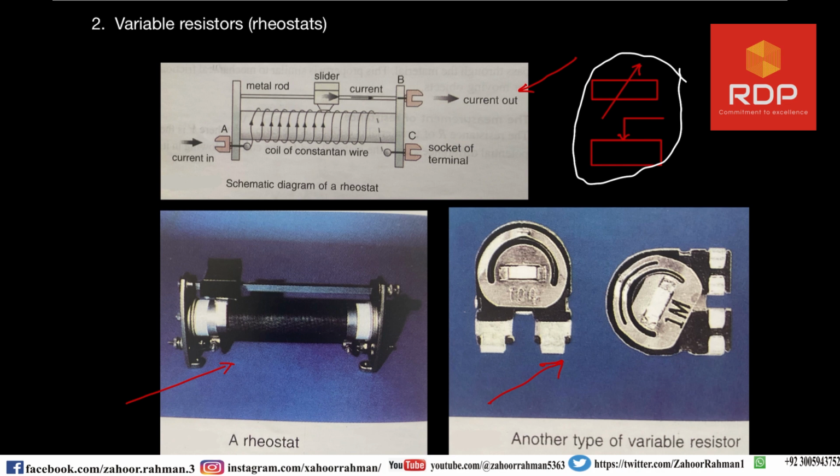Now, if we change the station on a radio through a knob, that knob is connected to a variable resistance, and that is called a rheostat. By changing the resistance we can produce different currents and different channels. So this type of resistance is mostly used in radios.